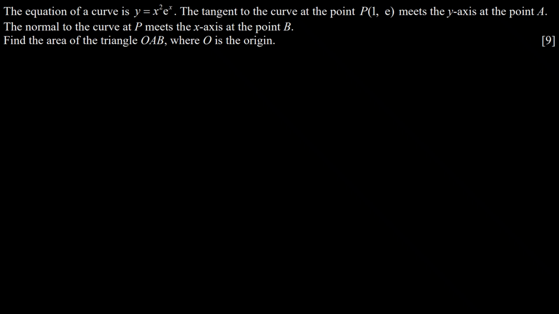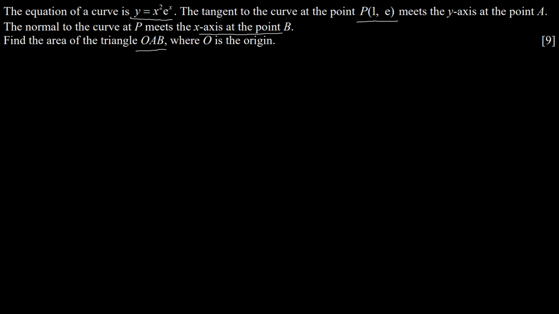We are going to solve this question. We are given the equation of the curve y equals x squared e to the power x. The tangent to the curve at the point P(1, e) meets the y-axis at the point A, and the normal to the curve at P meets the x-axis at the point B. Then we have to find the area of the triangle OAB.